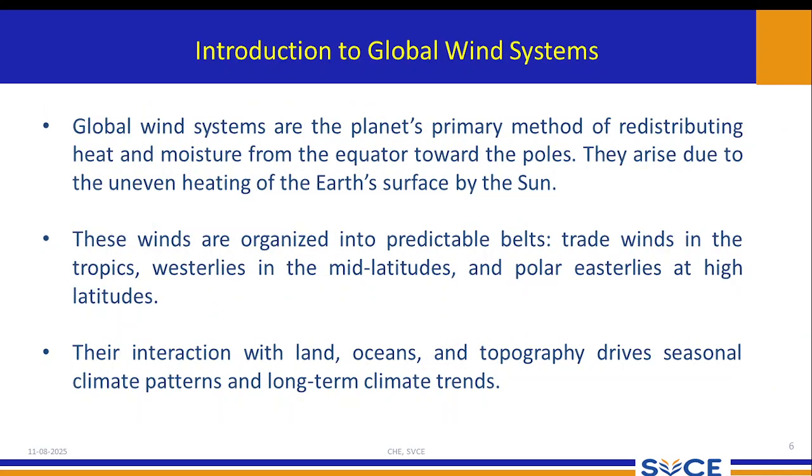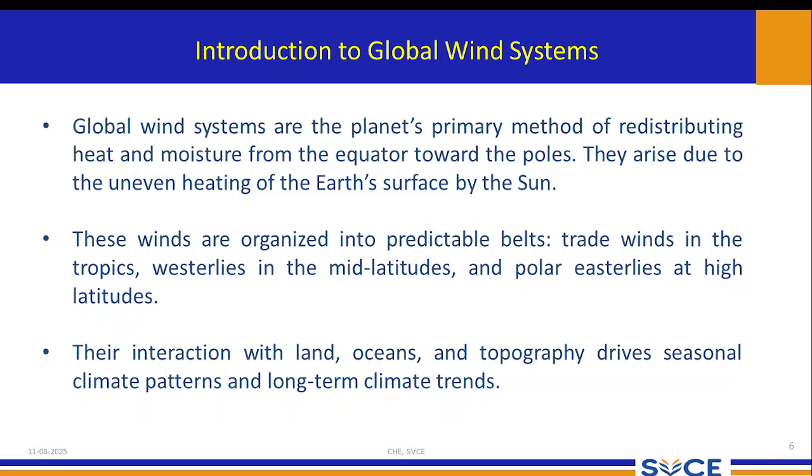Coming to the introduction to global wind systems. Global wind systems are the planet's primary method of redistributing heat and moisture from the equator towards the poles. They arise due to uneven heating of the Earth's surface by the sun. These winds are organized into predictable belts: trade winds in the tropics, westerlies in the mid latitudes, and polar easterlies at higher latitudes.